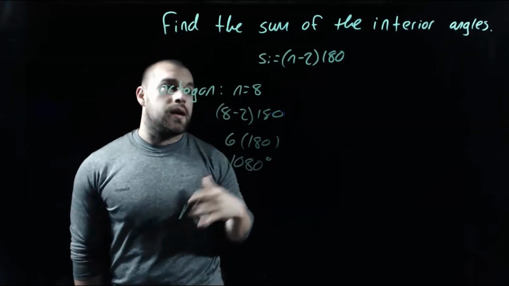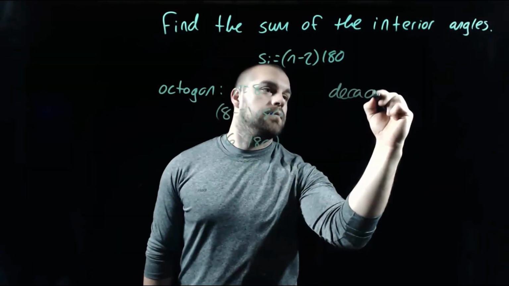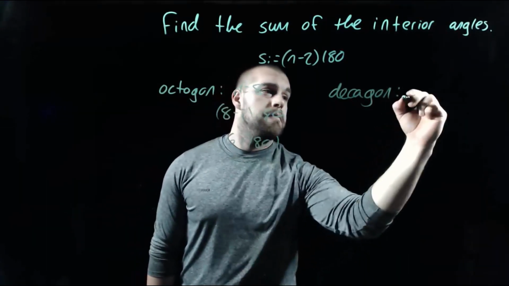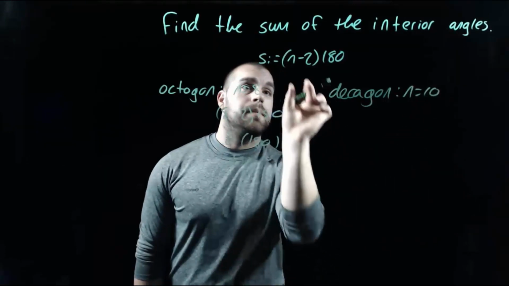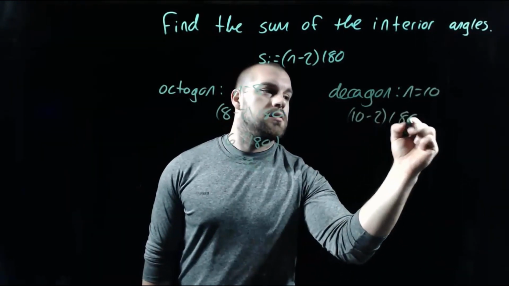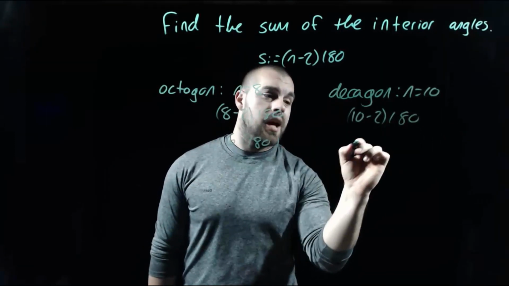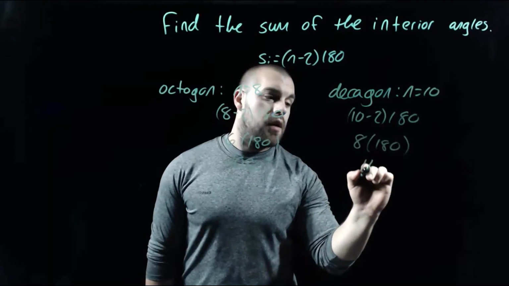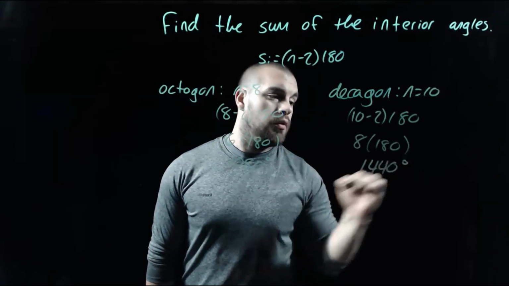Now next, let's look at a decagon. A decagon has 10 sides, so an n value of 10. And if we plug that into our formula, we're going to go 10 minus 2 times 180. Well, 10 minus 2 is 8, times 180 degrees. We end up getting 1,440 degrees.